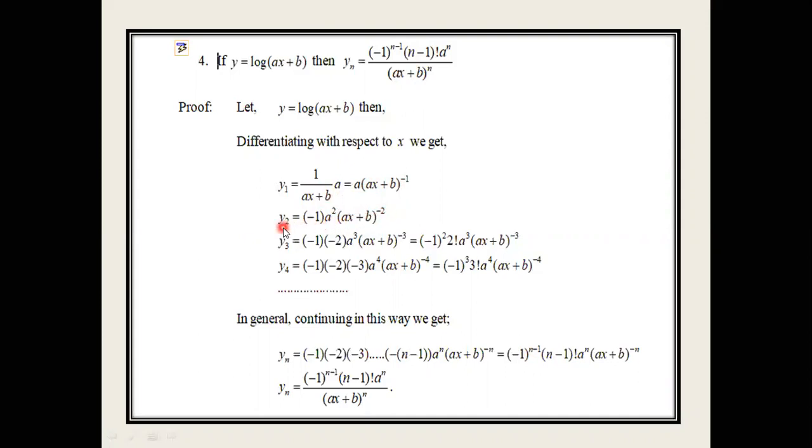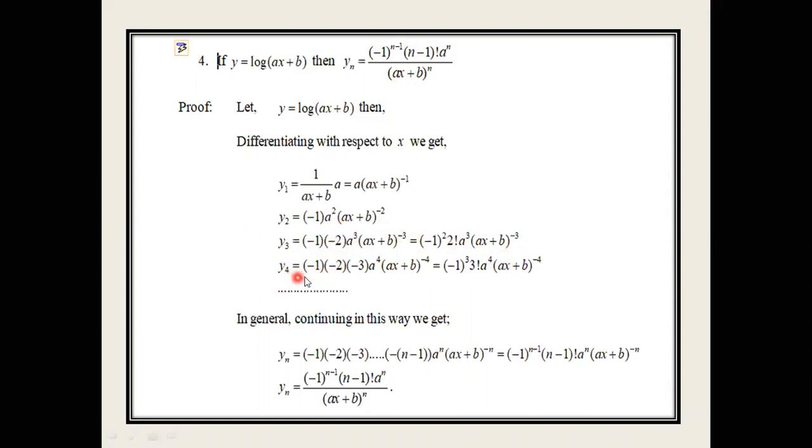Now you have to find y2, meaning the second derivative. The power -1 comes in front, a as it is, and the derivative of ax plus b is a, so a into a becomes a square, ax plus b raised to power -1, and reducing one more, it becomes -2. Similarly y3 is -1, this power is -2, a square into the derivative of ax which is a becomes a cube, ax plus b -2 reduced by one is -3. Now -1 becomes -1 square, 1 into 2 is 2 factorial, a cube, keeping this term as it is.